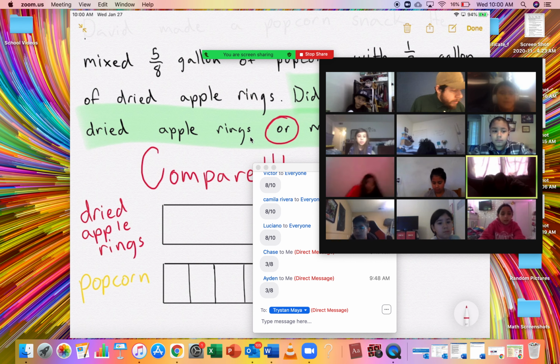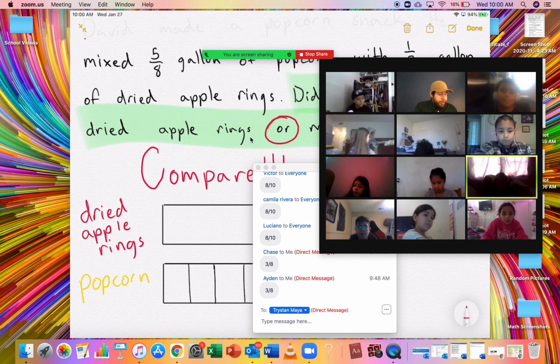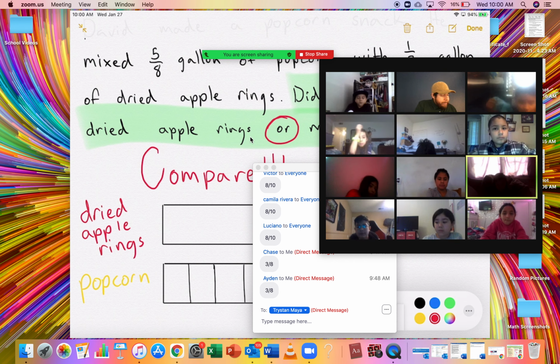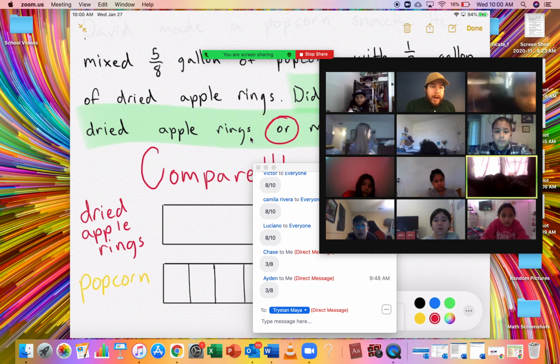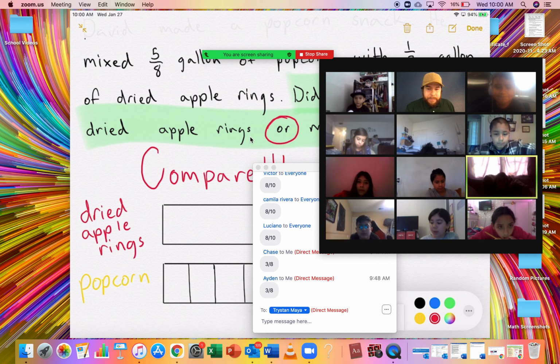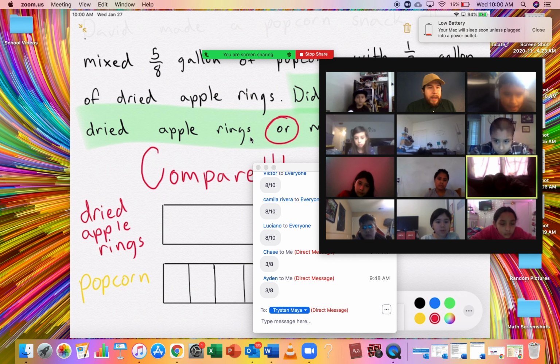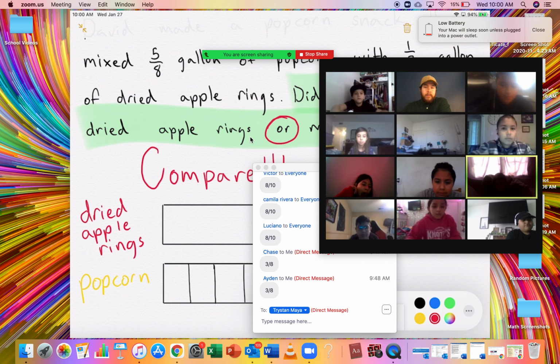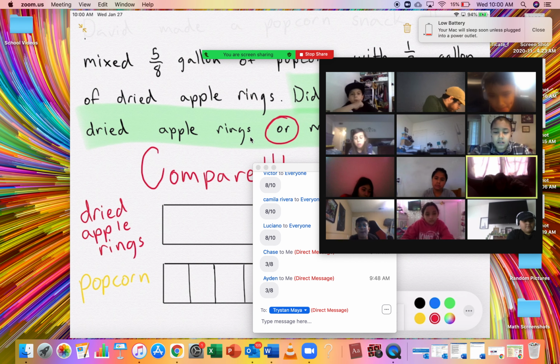And now it's telling us how much of each he used. So for our dried apple rings, if it says he used 1/2 gallon of dried apple rings, how much of that fraction should be filled in? How many of those rectangles should I fill in? How many units should I fill in? Go ahead and type it in chat, and we will waterfall in about 20 seconds.